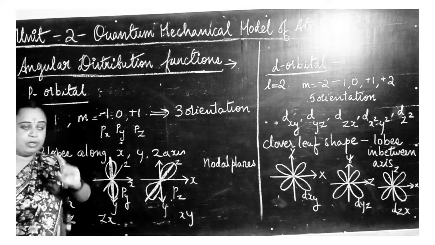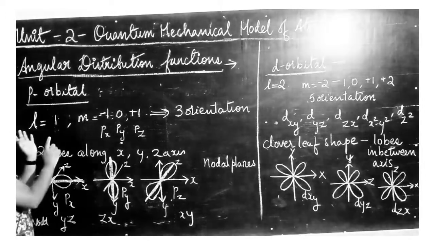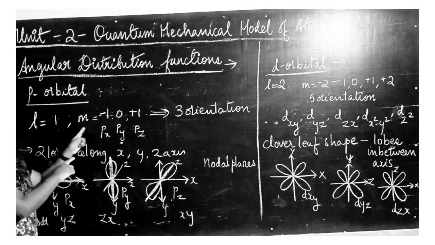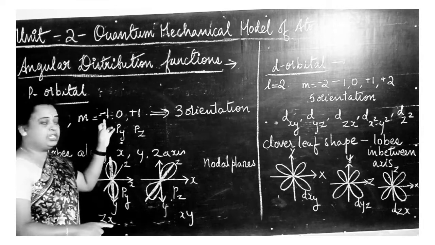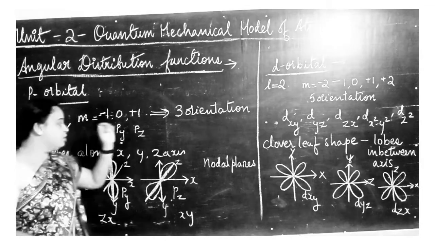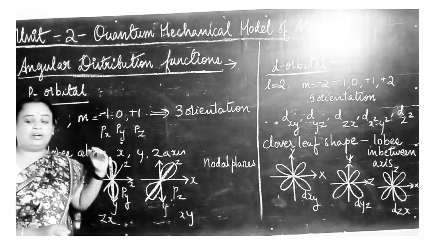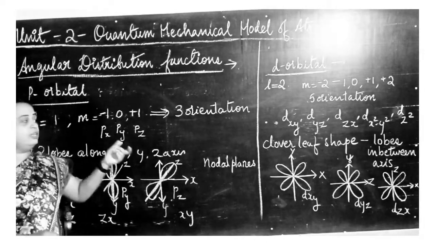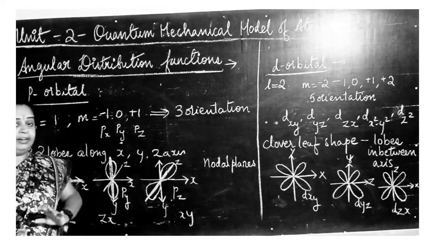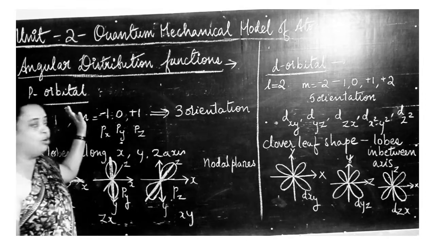Understood? So this orientation is because of the magnetic quantum number value. When the value of L is equal to 1, we have 3 magnetic quantum number values, minus 1, 0, plus 1. Corresponding to these 3 values only, we write the 3 orientations, that is px, py, pz. Here also we can calculate the angular distribution function by using that formula, but the values are highly complicated, so for that reason we are not going to look into that. We are just studying the 3 orientations of the p orbitals.